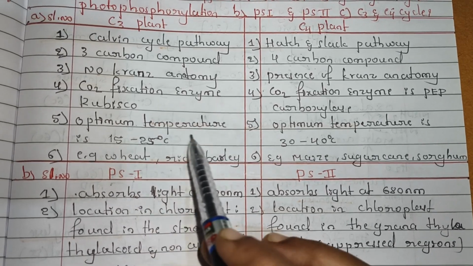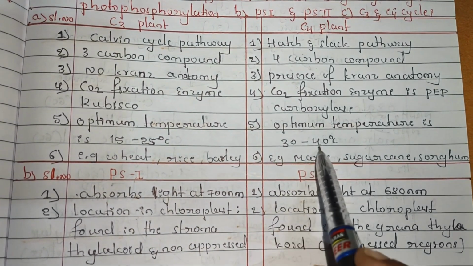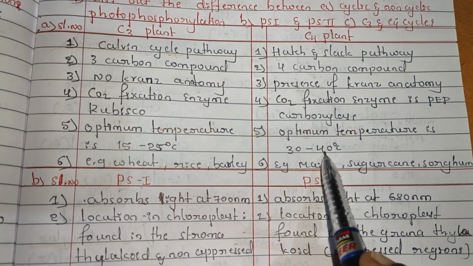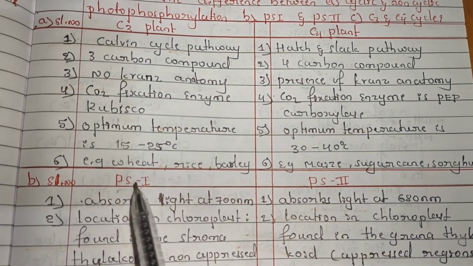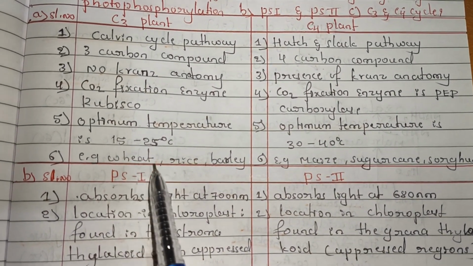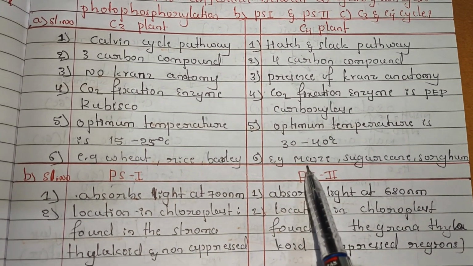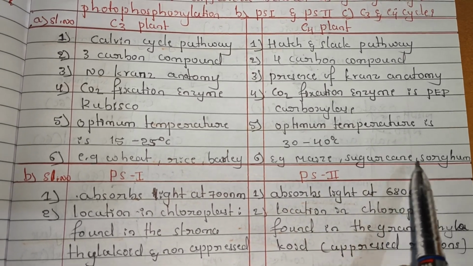In C3 the optimum temperature is 15 to 25. In C4 the optimum temperature is 30 to 40 degrees Celsius. C3 examples: wheat, rice, barley. And C4 examples: maize, sugarcane, sorghum.